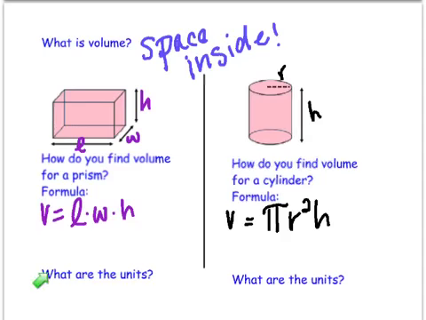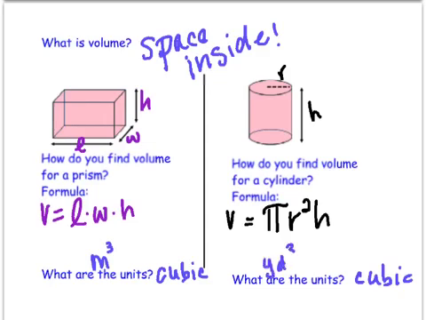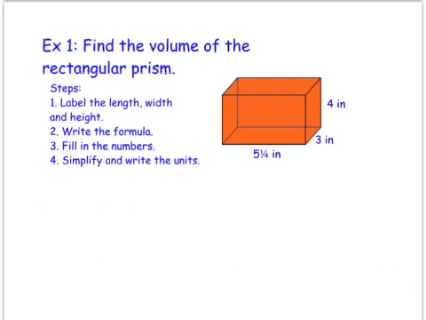Now down here it says, what are the units? The units are always going to be cubic. They are cubic for both. And what that means is if we're working with meters, it would be meters cubed. And again, say we're working with yards, it would be yards cubed. That's just an example.